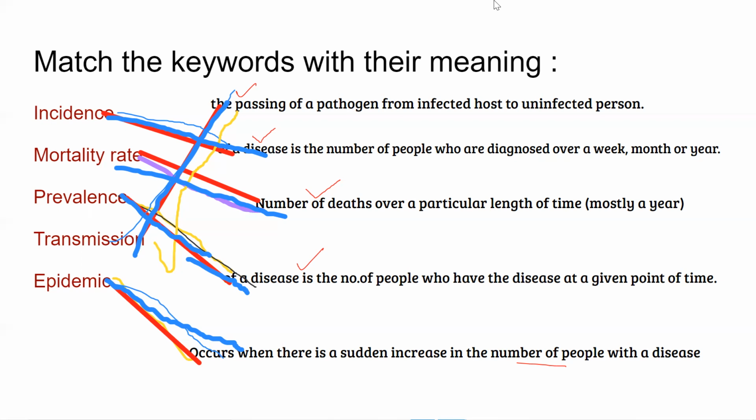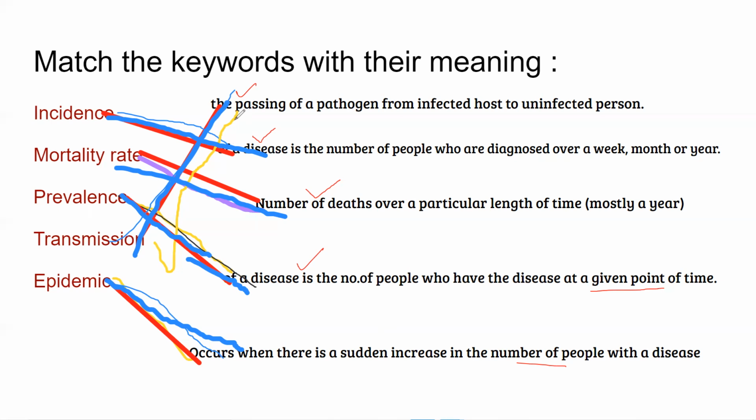Prevalence, why? Because the definition is those who have the disease at a given point of time, and you said the year. Yes, I specified the year as 1960. So only in 1960, I want to know how many people were suffering from this disease. So it is at a given point of time. So this is the prevalence of tuberculosis.